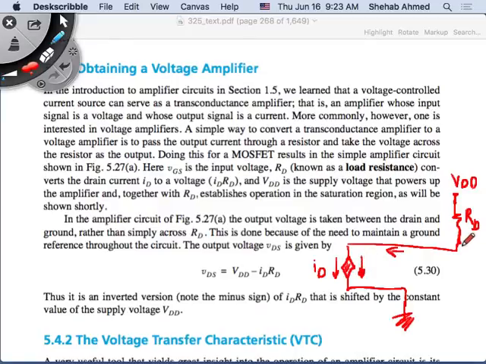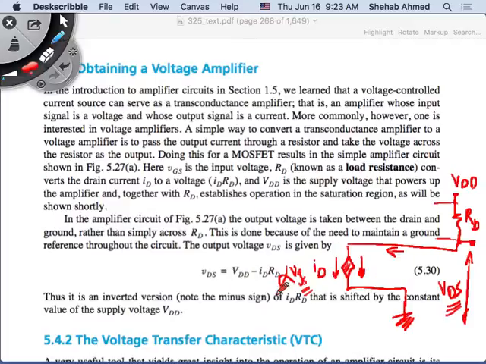So now I would like to take my output. I can take my output across RD, because the output ID is proportional to VGS, the gate voltage. We said that's not a convenient way to take output, because typically I would like to take outputs or measure signals with respect to ground. So we said that typically we would take VDS as my output. That's the output that we would typically take when we're creating voltage amplifiers.